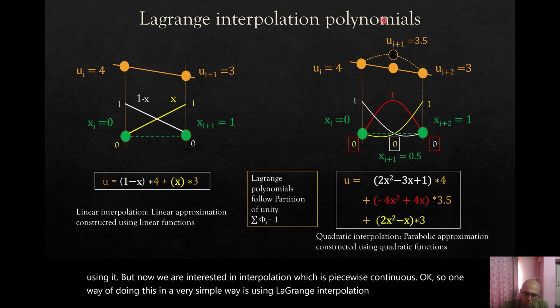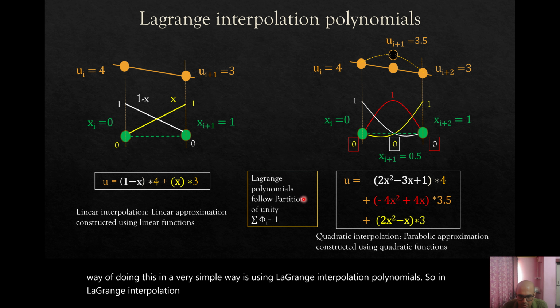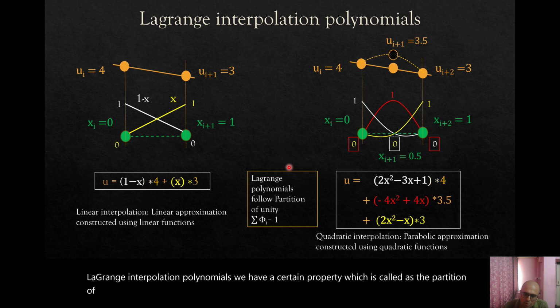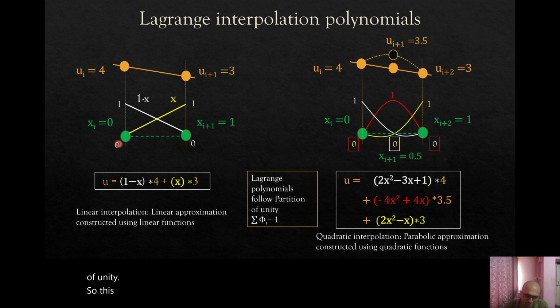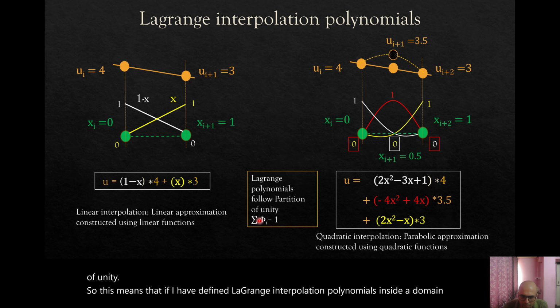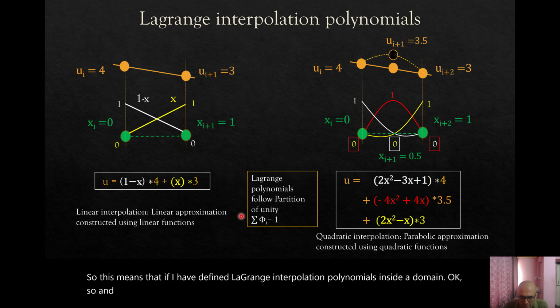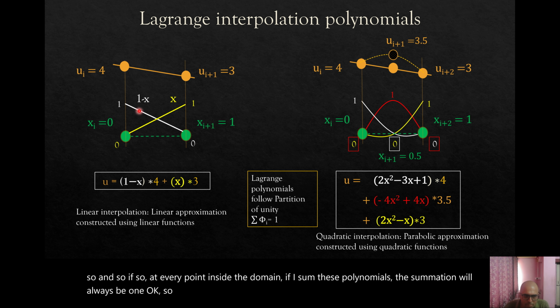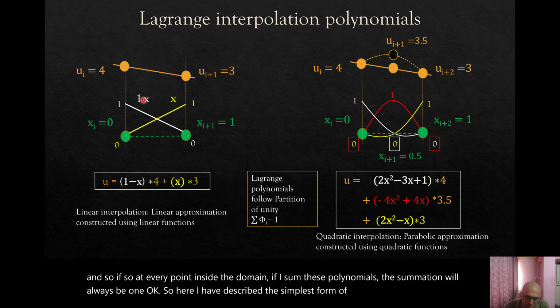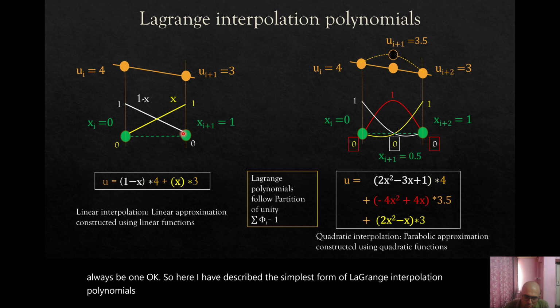So in Lagrange interpolation polynomials, we have a certain property which is called the partition of unity property. Okay, so this means that if I have defined Lagrange interpolation polynomials inside the domain, then at every point inside the domain, if I sum these polynomials, the summation will always be 1. Okay, so here I have described the simplest form of Lagrange interpolation polynomials, which are linear Lagrange polynomials.